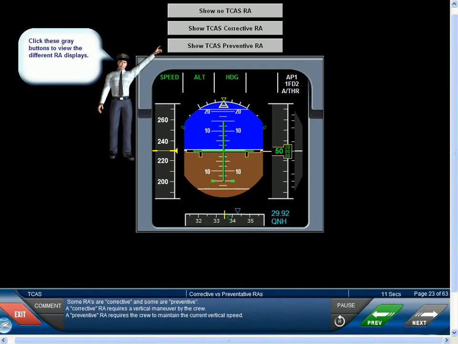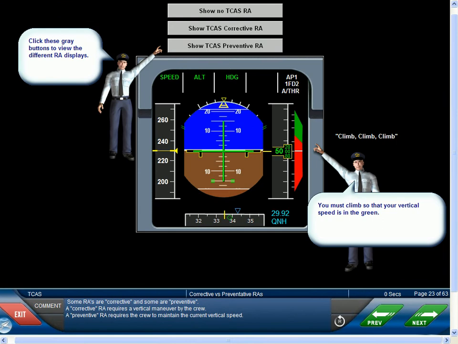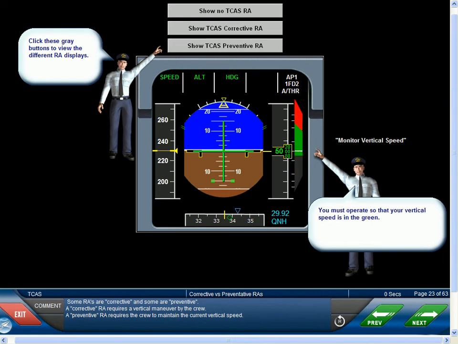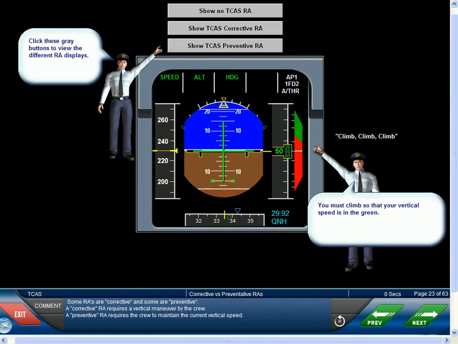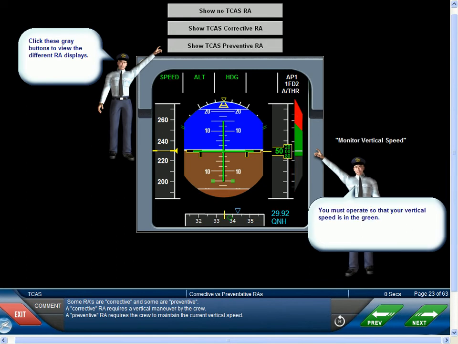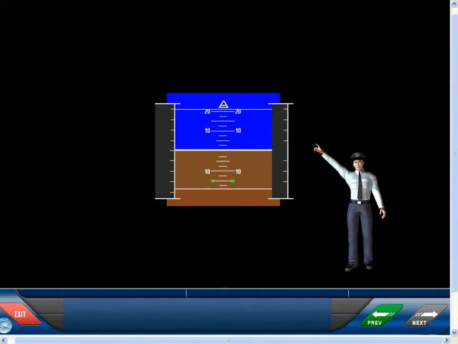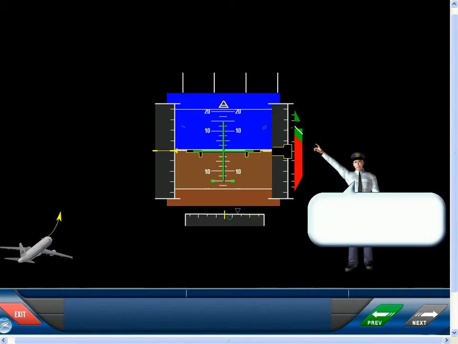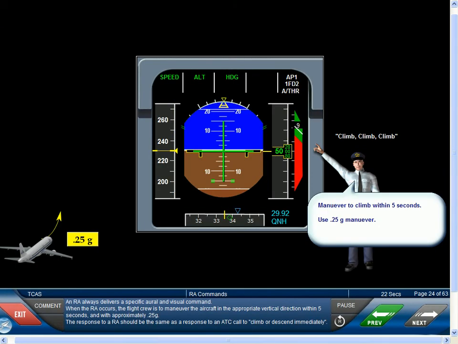Some RAs are corrective and some are preventive. A corrective RA requires a vertical maneuver by the crew. A preventive RA requires the crew to maintain the current vertical speed. An RA always delivers a specific oral and visual command.